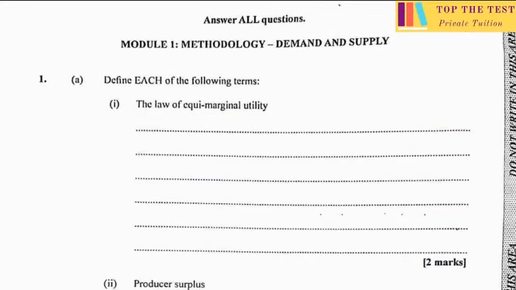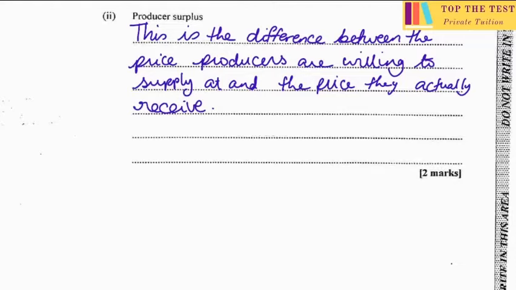Part 2 would be to define producer surplus, again with 2 marks. So the producer surplus is the difference between the price producers are willing to supply at and the price they actually receive. So the price they're willing to supply at and what they actually receive, that's the 2 points there.